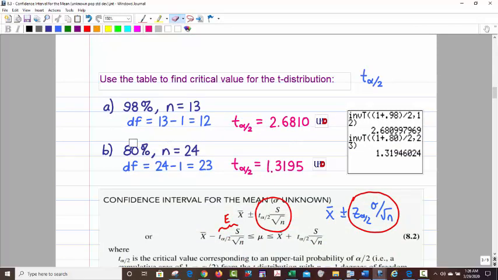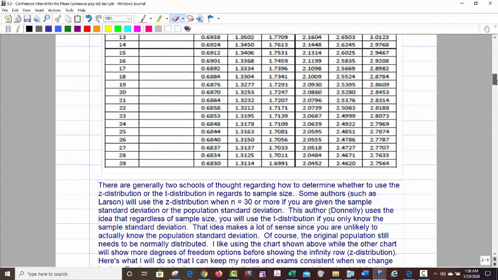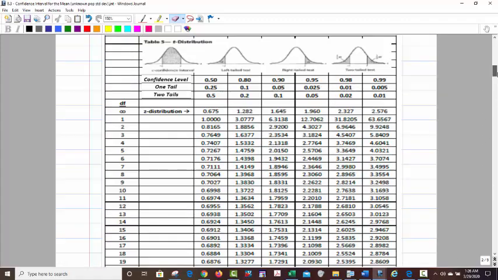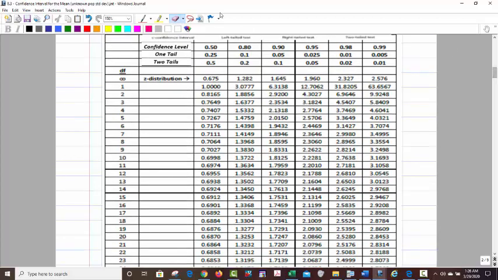If the confidence level is 80% and n equals 24, we subtract 1, we get 23. So 80% and 23 would be right down there at the bottom.